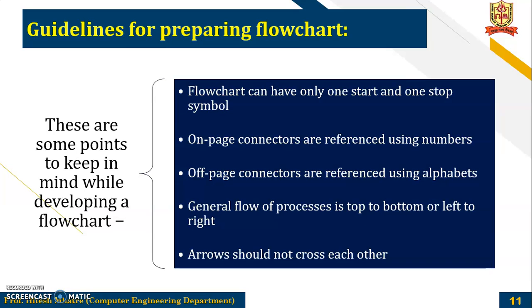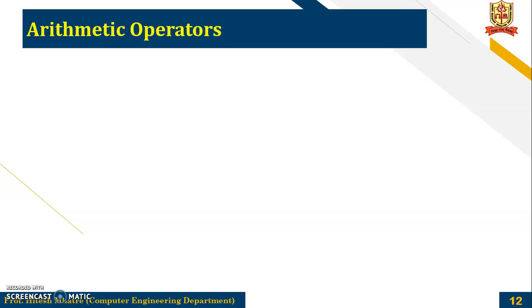Whenever you are designing a flowchart, make sure that your flow is from top to bottom. That is, your start will be at the top and the stop will be at the bottom, or your start will be at the left-hand side and it will go to the right-hand side. Then arrows should not cross each other, because if they cross each other it may sometimes create confusion. So these are some guidelines when you prepare a flowchart.